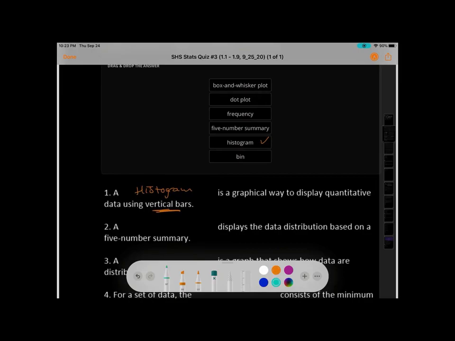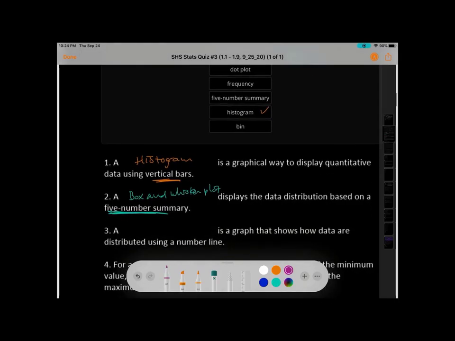A blank displays the data distribution based on a 5-number summary. So the keyword is 5-number summary. This one's also called the box plot, right? So box and whisker plot.